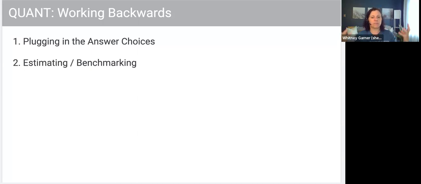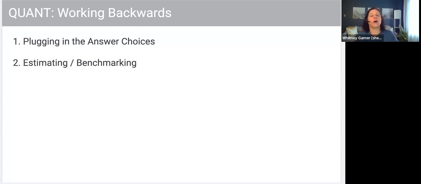But I think that people often hear work backwards and don't really have a clear picture in mind of what that means. So what I'd like to do tonight is call out what I think of as working backwards, and it's anything that involves me using the answer choices. Now, candidly, I'm always looking at answer choices, always taking them into consideration. But in two very specific scenarios, I'm actively working with the answer choices.